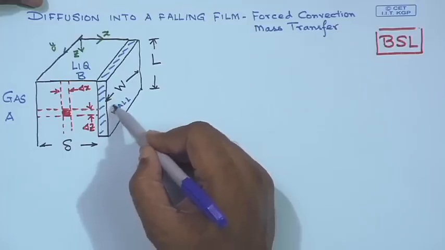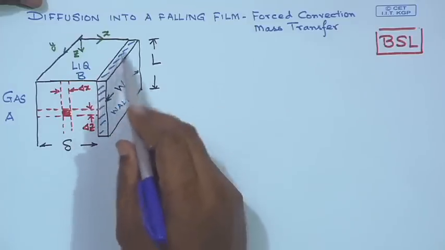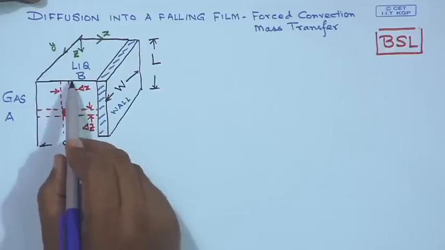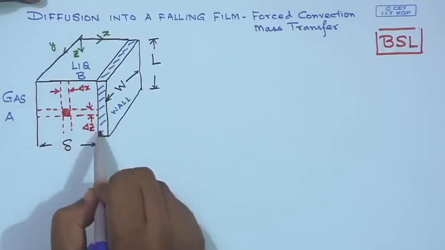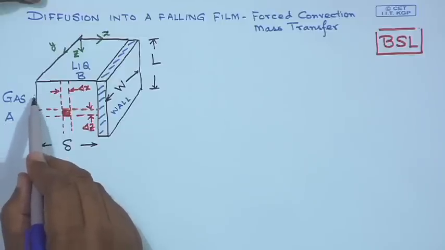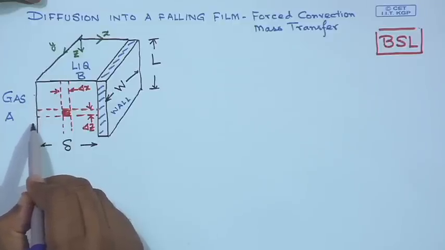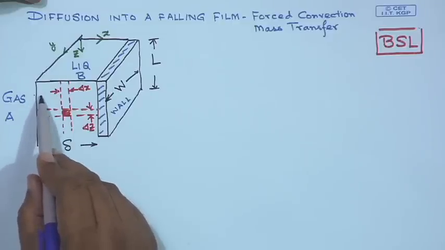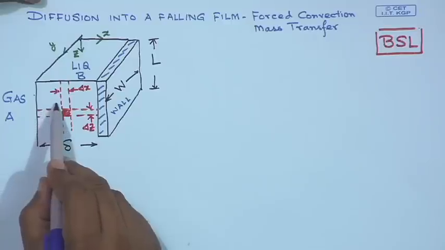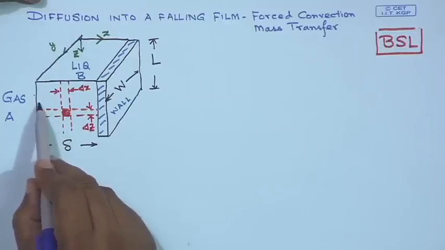And pictorially it can be represented in this way, where we have this as the solid wall of width W and length L, and I have a liquid film which is falling. This wall is vertical, the liquid film is coming down, and there is a gas A which is going to be absorbed at the liquid-gas interface, and as the A molecules get into the falling liquid, they are going to start their downward journey. But as they start their downward journey, there exists a strong concentration gradient on this side.